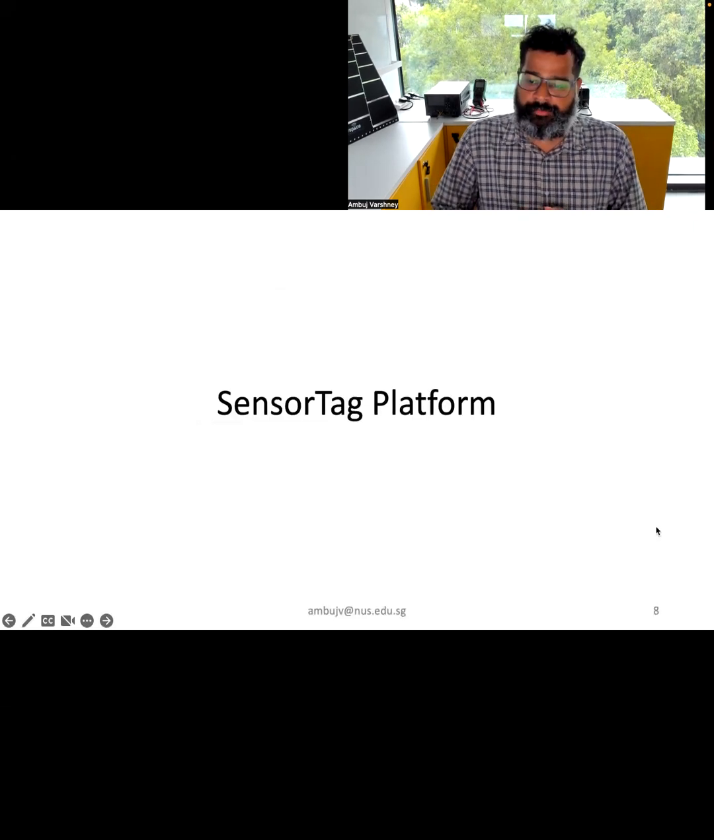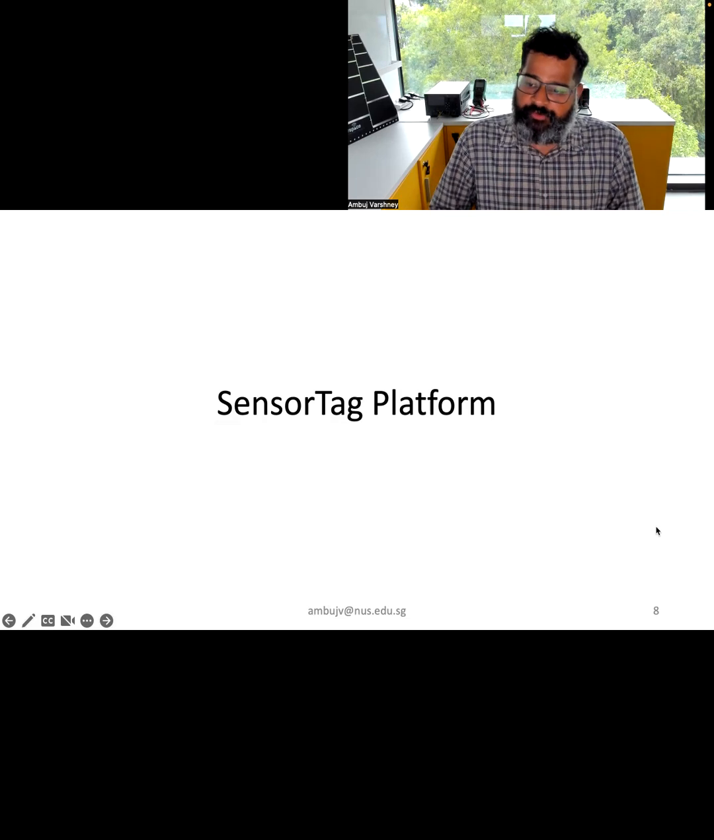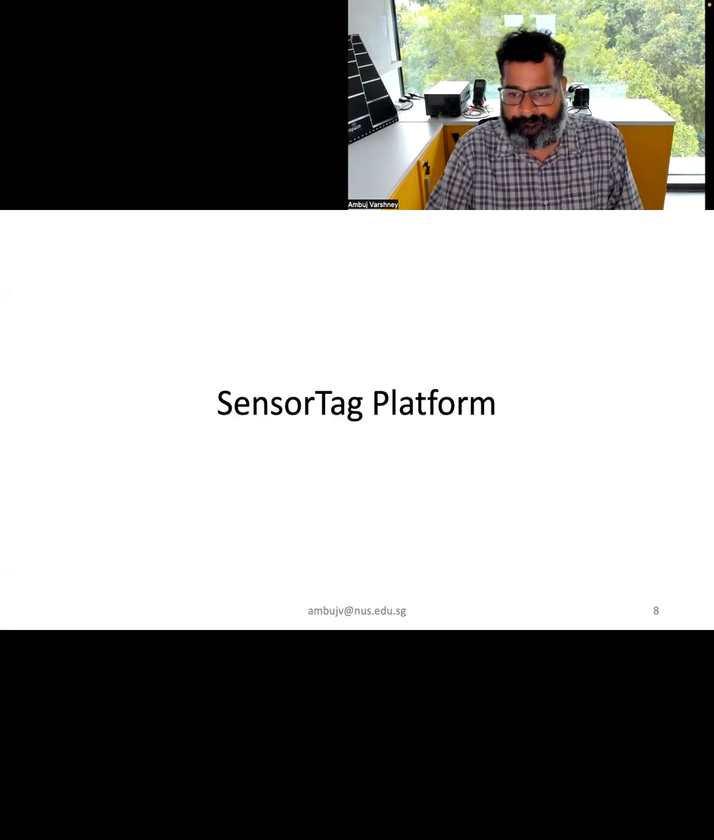So next we are going to talk about the SensorTag platform. This platform we are going to use extensively in individual assignments and the projects in this course.